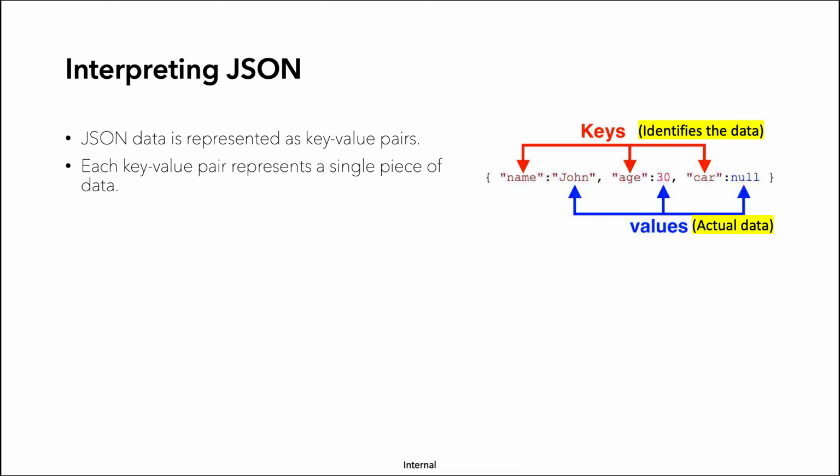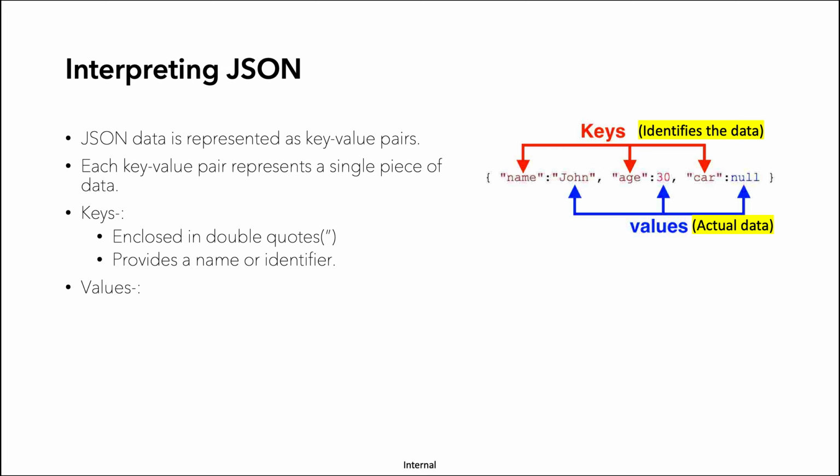So let's interpret JSON key pair values. A key is always a string enclosed in double quotes. If you see, name, age, car are enclosed in double quotes. It provides a name or identifier for the data that follows. For example, John is a name, 30 is the age, null is the car.